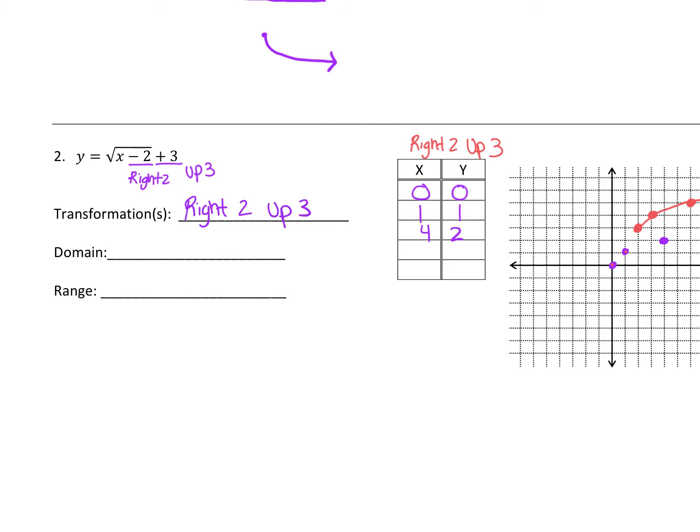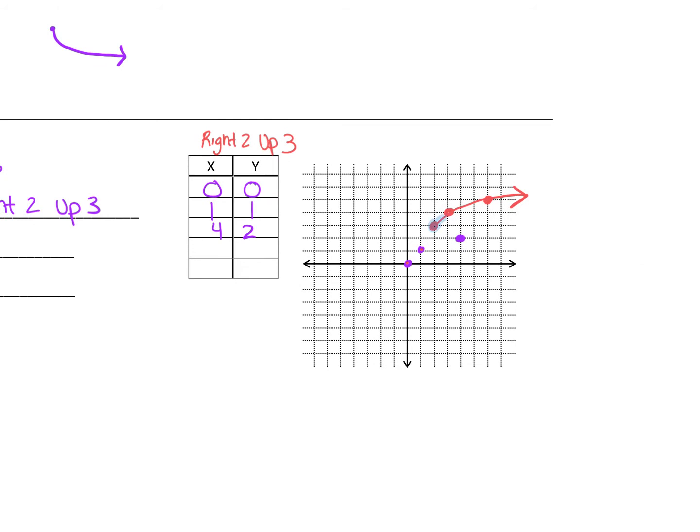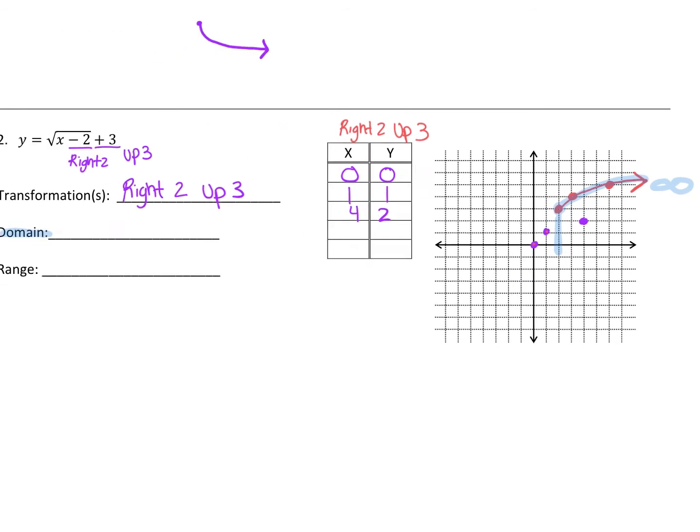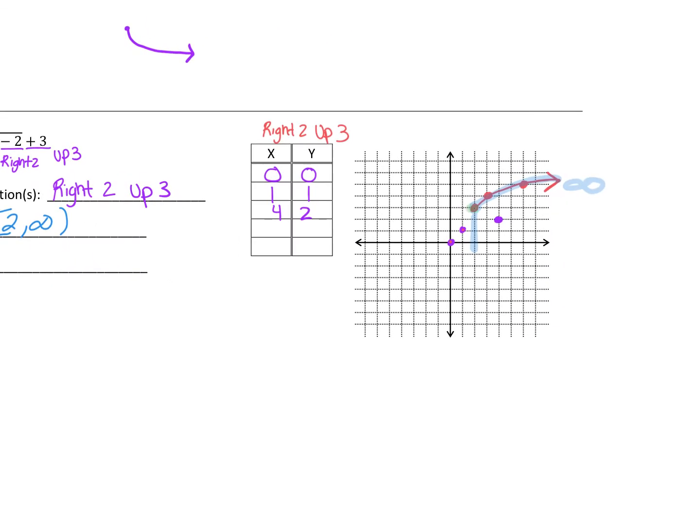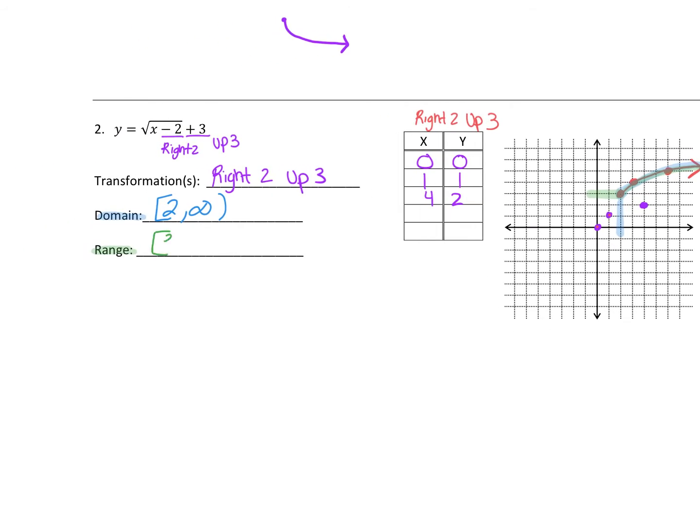Now, what's the domain for this graph? Well, my domain is the x. Again, my graph starts here and goes here. So the x that it starts at is positive 2, and it's still going towards infinity. So it's going to be 2 to infinity. My range, again, the graph starts here, but now we're looking at the y value. So the y value starts at 3, and then it's going to infinity for the range also. So it's going to be 3 to infinity.